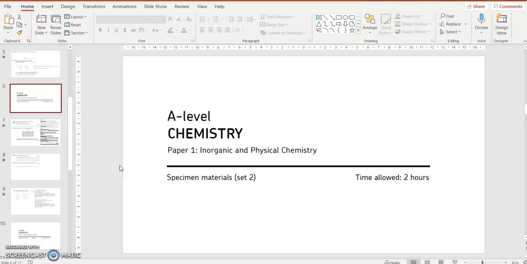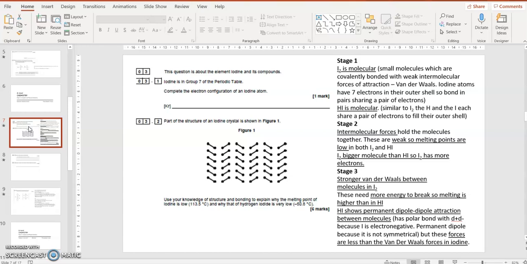A-Level Paper 1, Specimen Set 2. Let's look at this tricky question. 3.2. Use your knowledge of structure and bonding to explain why the melting point of iodine is low and why that of hydrogen iodide is very low. Tough question. First of all, you've got to know what iodine is.